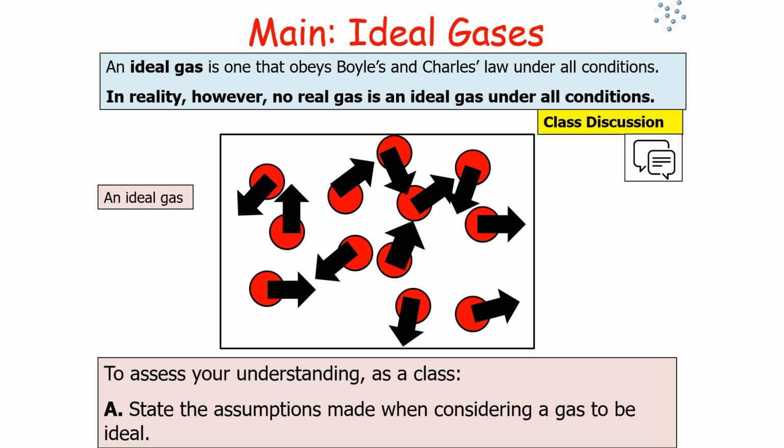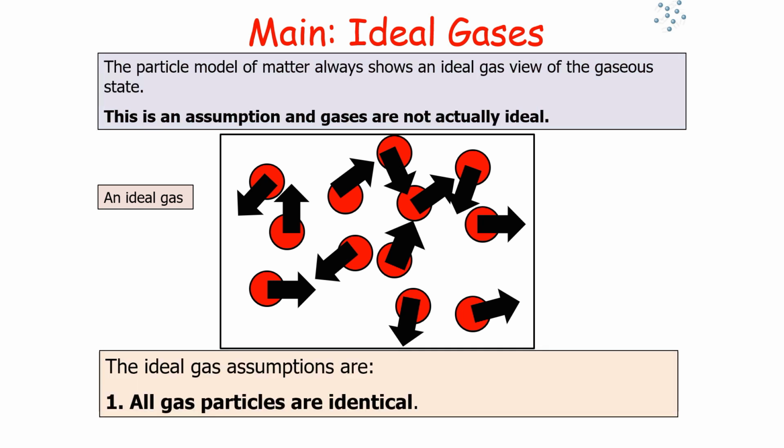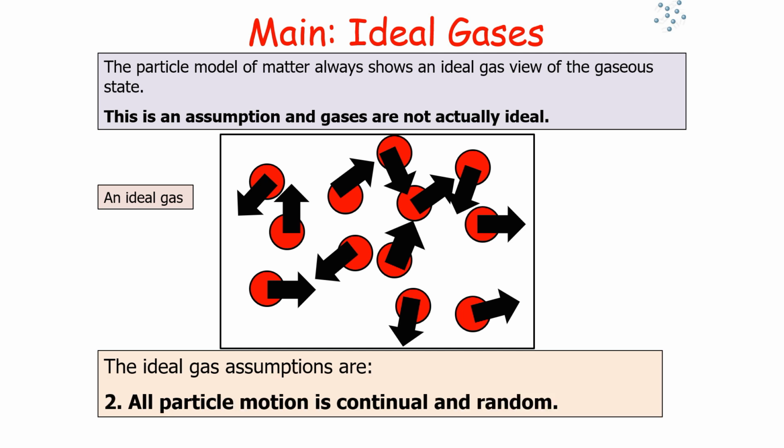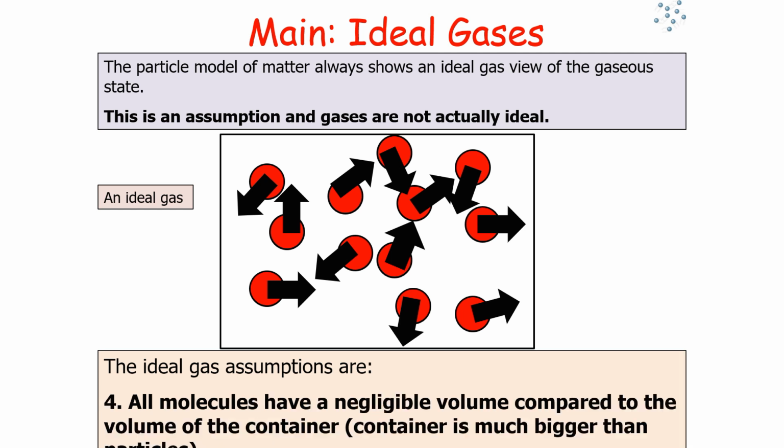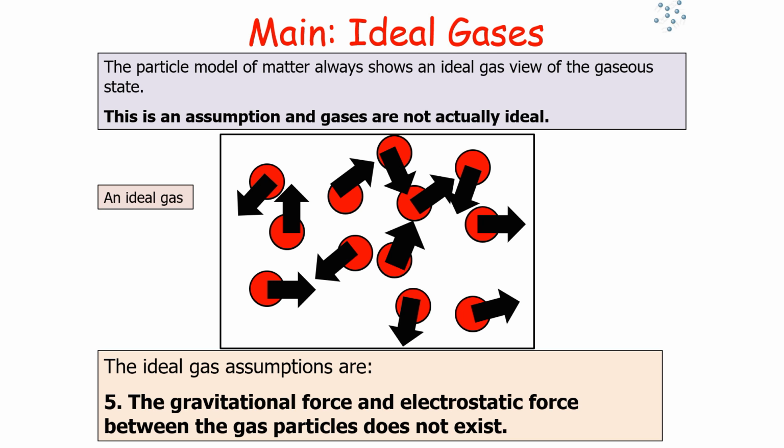Well, an ideal gas is one that obeys Boyle's law and Charles's law under all conditions. Now in reality, no real gas is an ideal gas under all conditions. However, we do have some assumptions regarding gas particles if we do think they are ideal. First one, all the gas particles are identical. Number two, all particle motion is continuous and random. Number three, all particle motion follows a straight line. Number four, all molecules have a negligible volume compared to the volume of the container that they are in. Number five, the gravitational force and the electrostatic force between the gas particles does not exist.